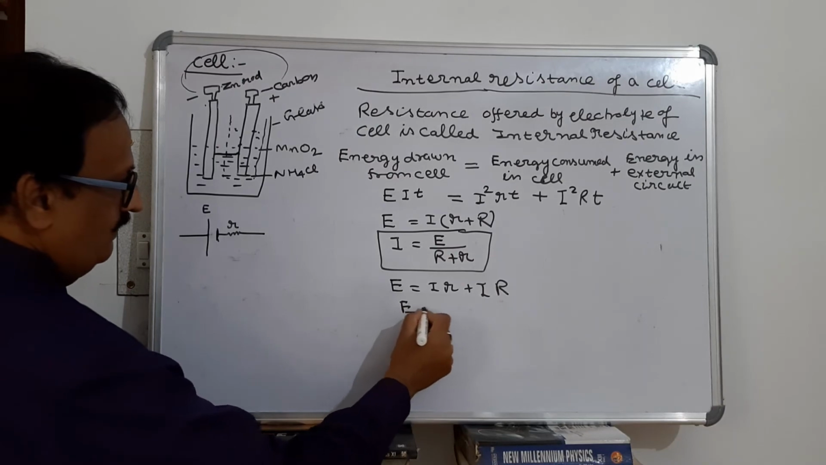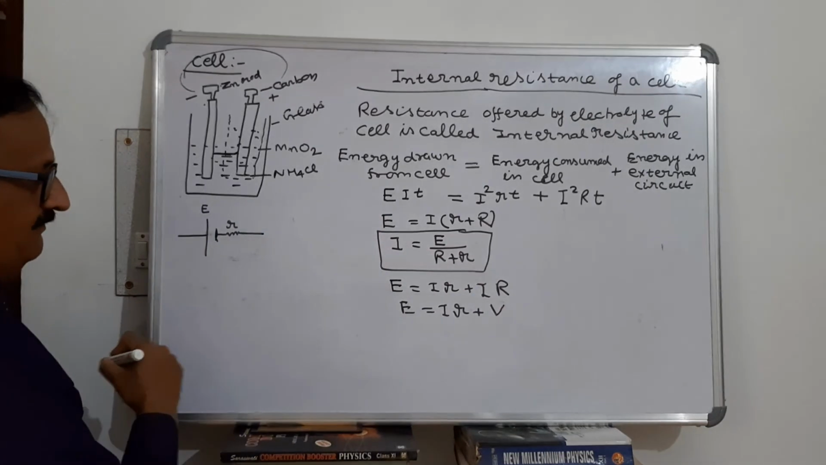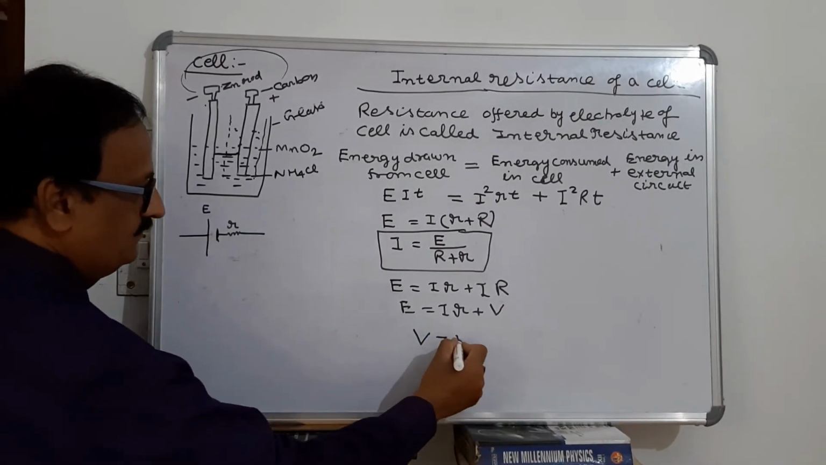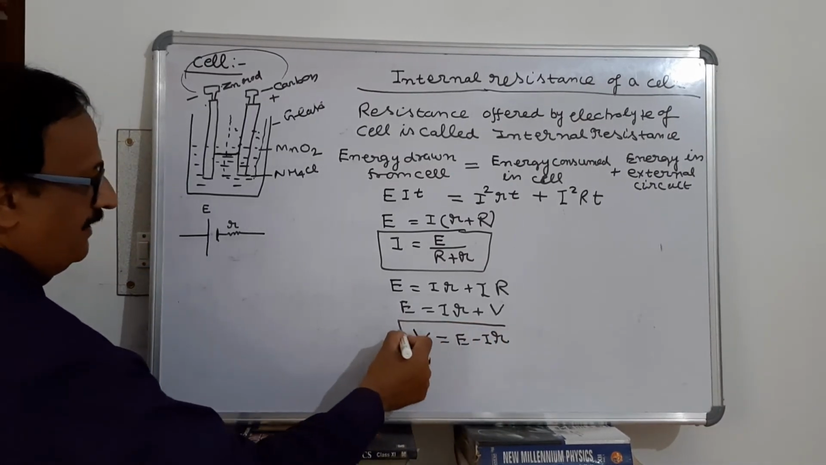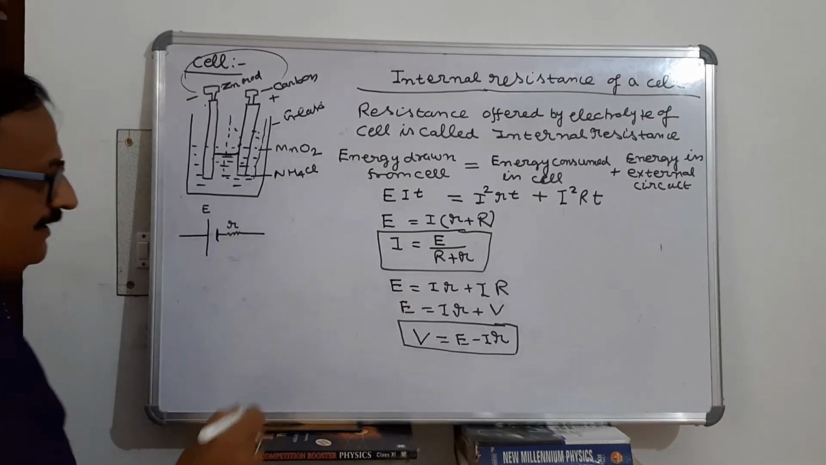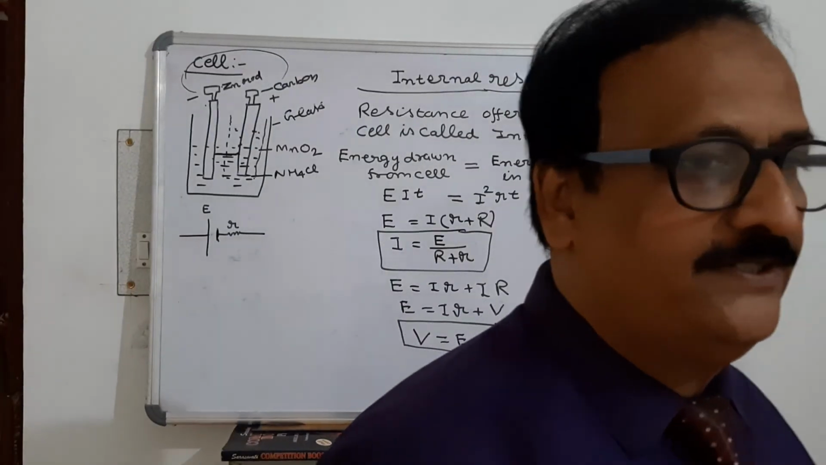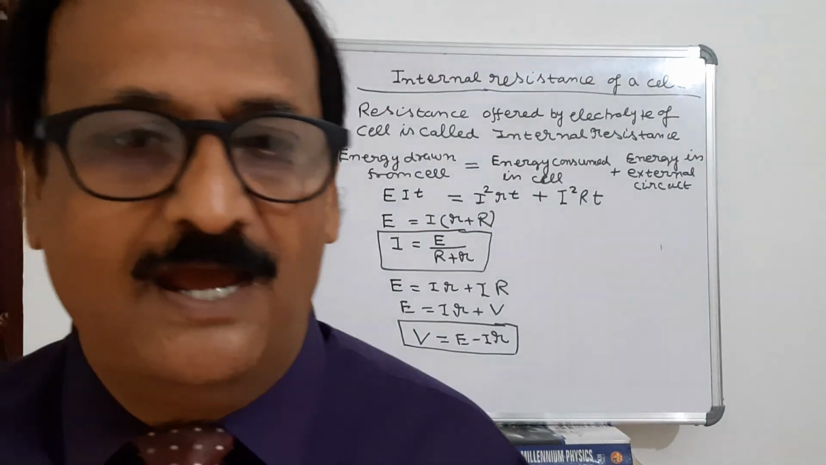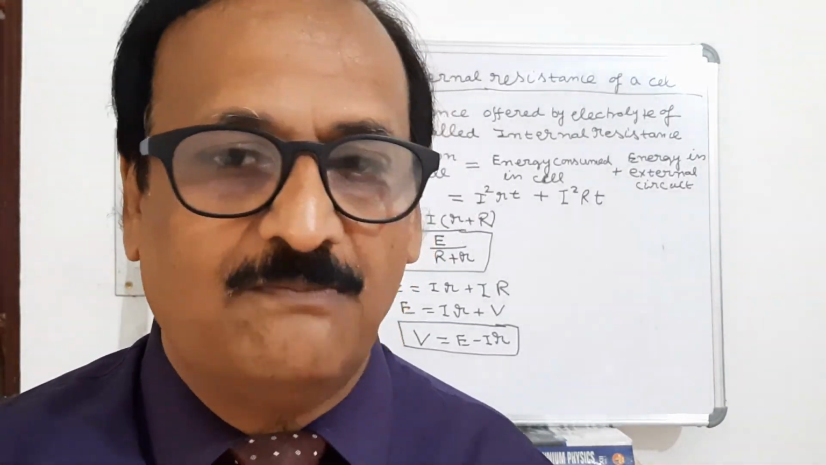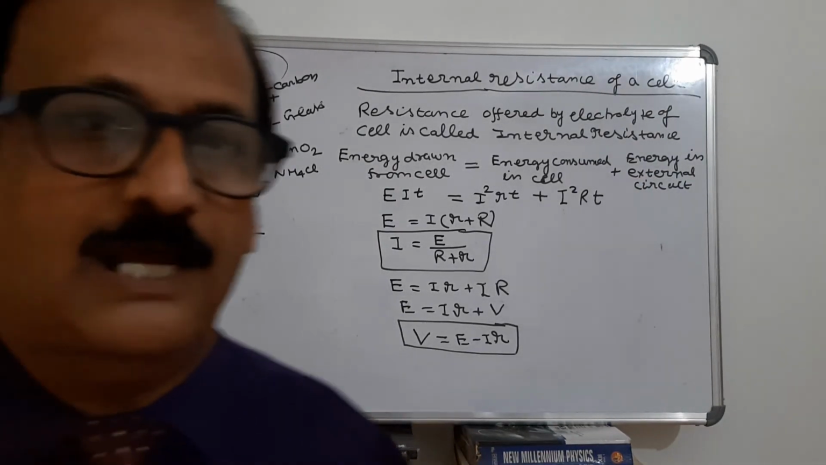E is equal to Ir plus I into capital R, and I into capital R is the potential difference across the external circuit V. Therefore, V is equal to E minus Ir, means the potential difference across any component in an electrical circuit is always less than the EMF of the cell. V is equal to E minus Ir. It means the potential difference across a resistor is always less than the EMF of the cell. This happens because of internal resistance, because some potential is dropped because of internal resistance, that is the resistance offered by the electrolyte of the cell.